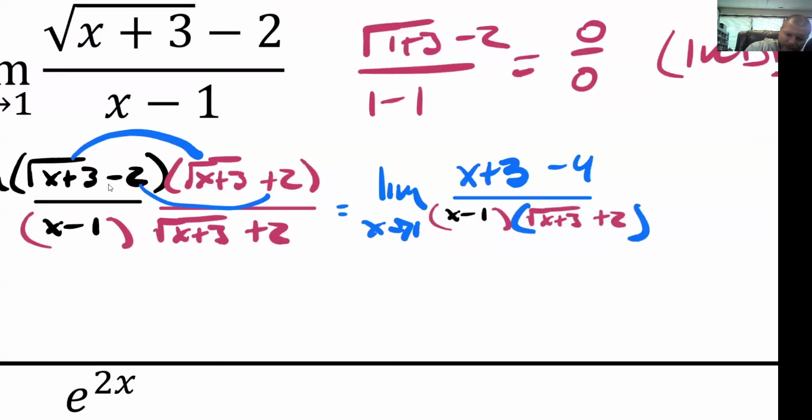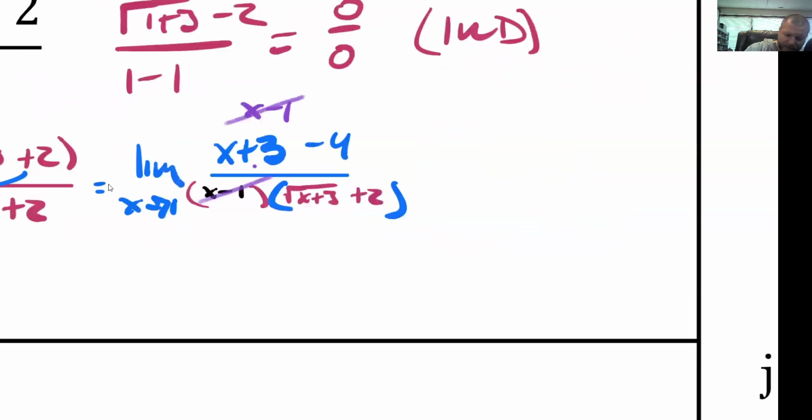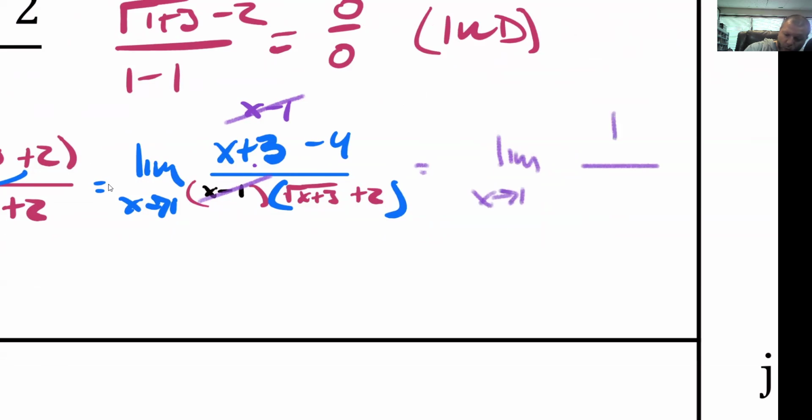All right, so now when we simplify this top, positive 3 minus 4 is going to be minus 1. And here's where our cancellation comes from. That cancels, that cancels. We have the limit as x approaches 1 of now just the 1 in the numerator, radical x plus 3 plus 2. When I plug in 1, I'm going to get 1 over square root of 4.